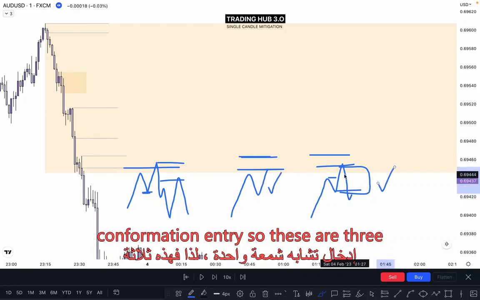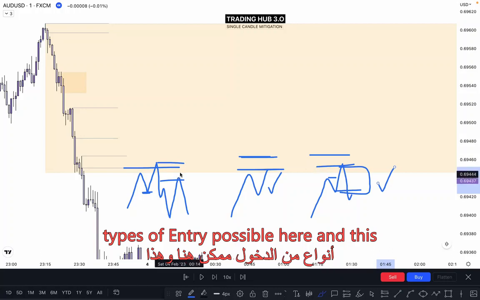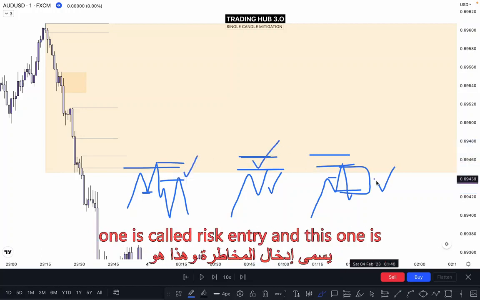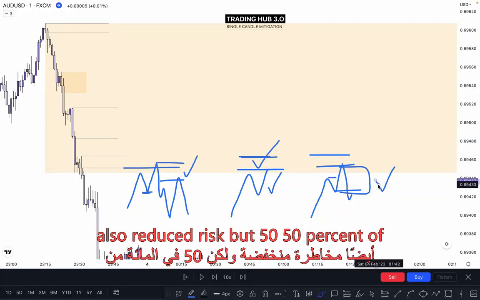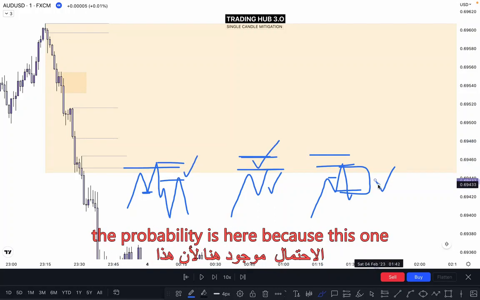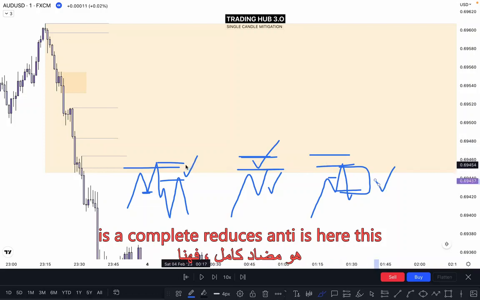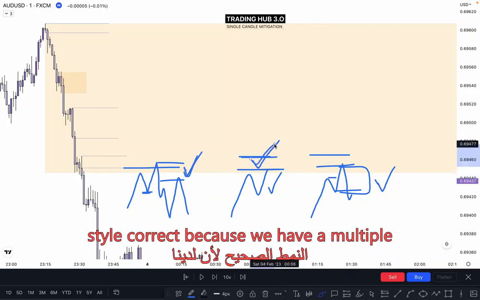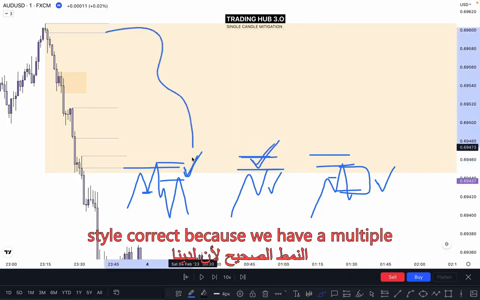So these are three types of entry possible here. This one is called reduced risk entry, and this one is called risk entry, and this one is also reduced risk, but with a 50-50% probability, because this one is a complete reduced risk entry. This one is much higher probability compared to this one, and this one is our low probability entry for this sell, correct? Because we have multiple POI.